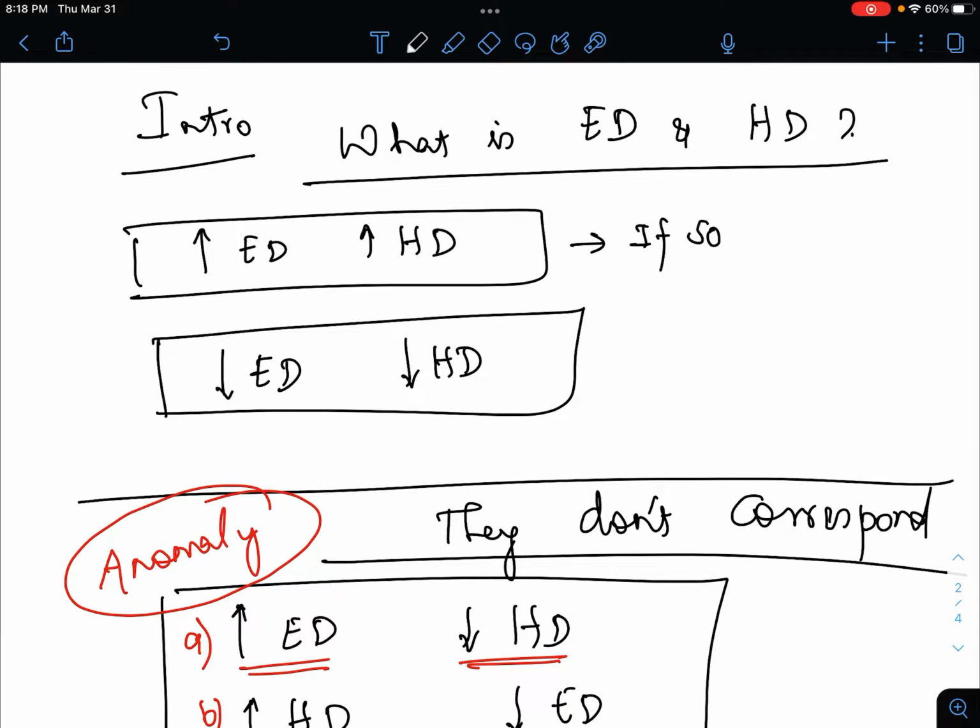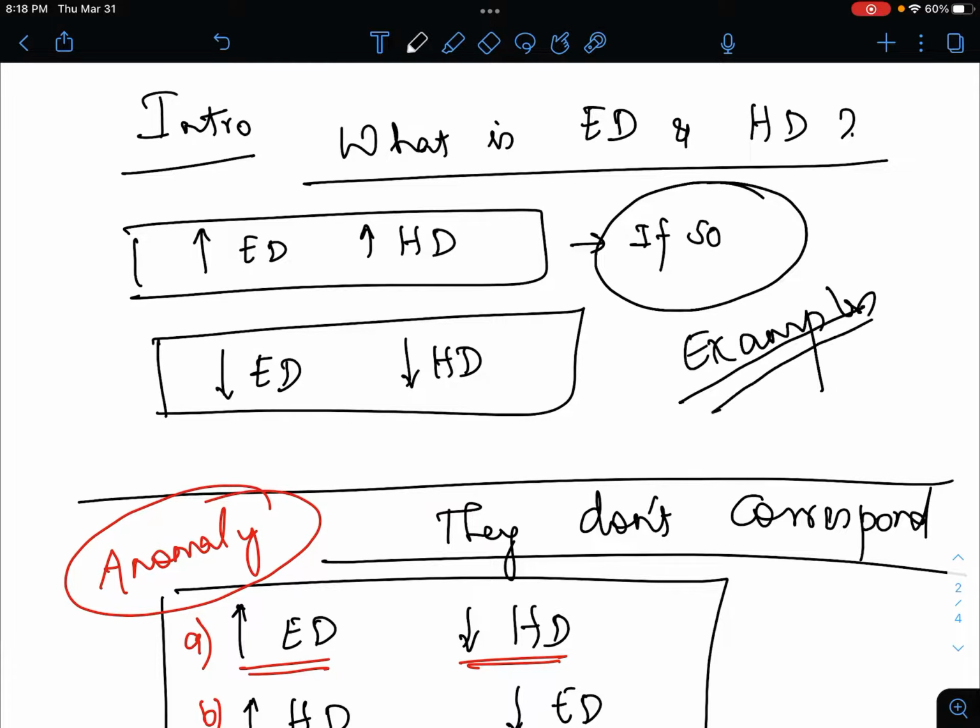For the question, you start with the intro. What is economic development and human development? Then you go straight into the topic that yes, they do correspond with each other. That is, high economic development corresponds with high human development, and low economic development corresponds with low human development. If so, you must illustrate with examples. If it is yes, you must give examples. I am just telling the approach. Let us see the answer in detail at a later part.